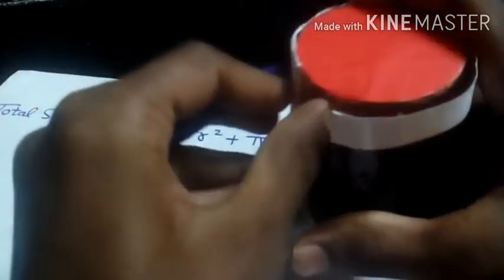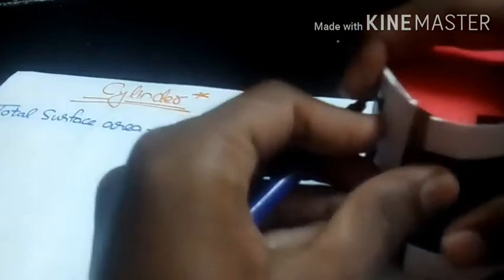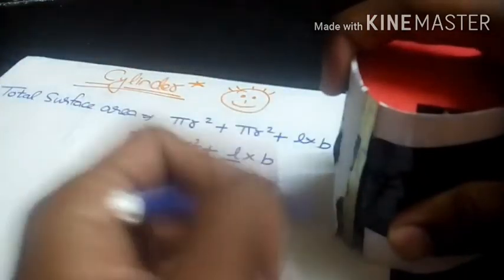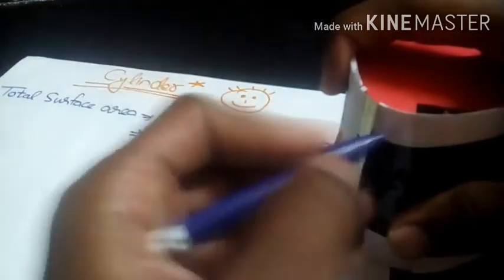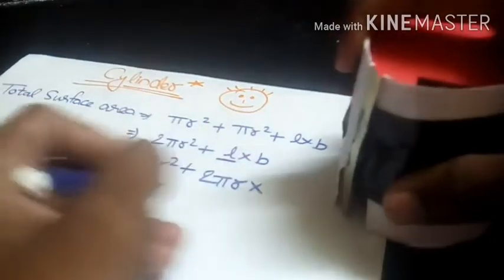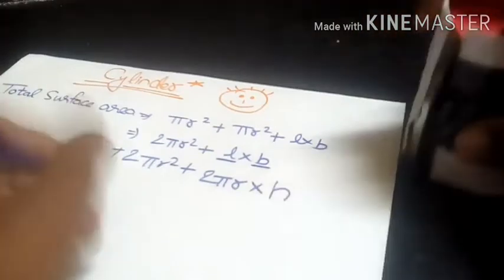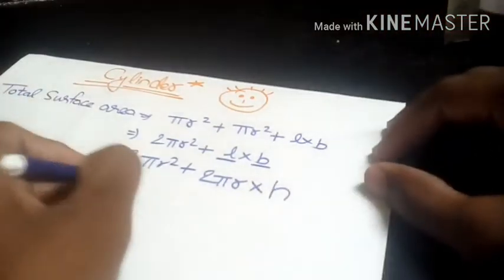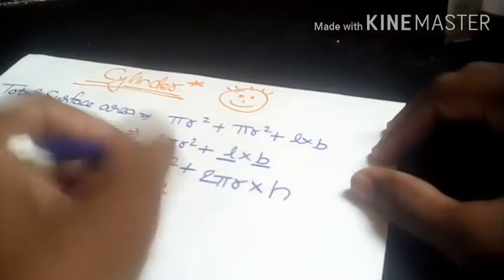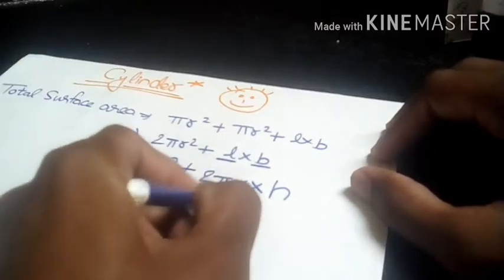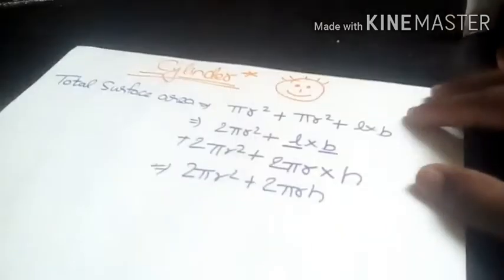And now what is B? So you will see that this is B. So you will see that after closing this, it becomes the height of the cylinder. So we will replace the B by H. What is B? It is the height of the cylinder. So after solving this, 2 pi r square plus 2 pi r h.